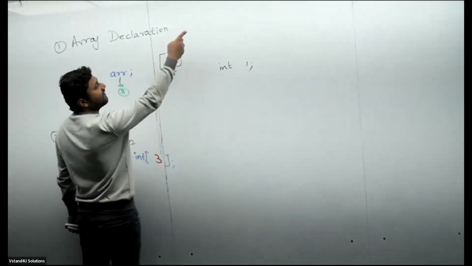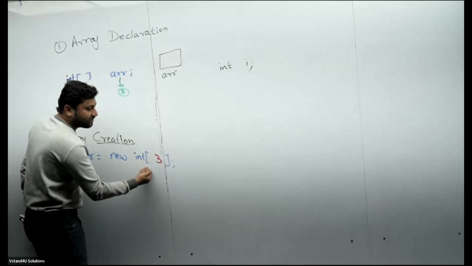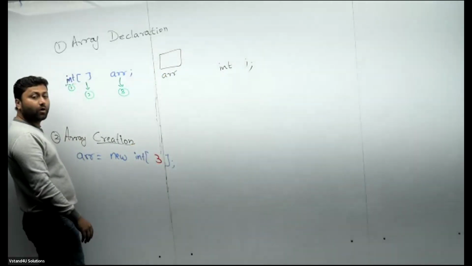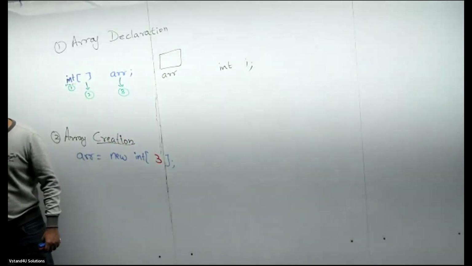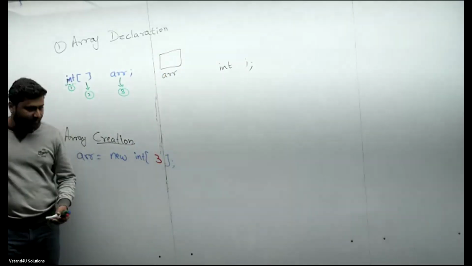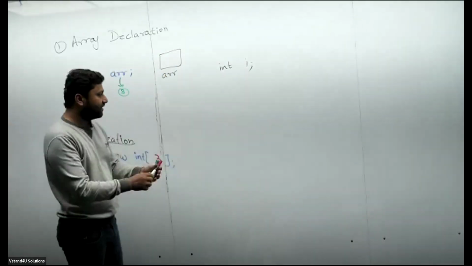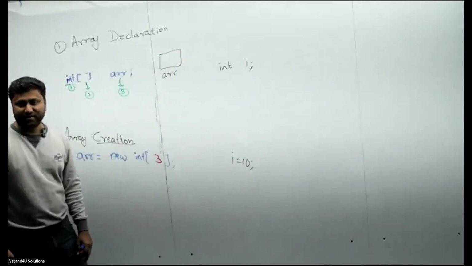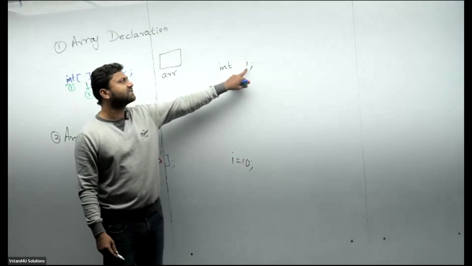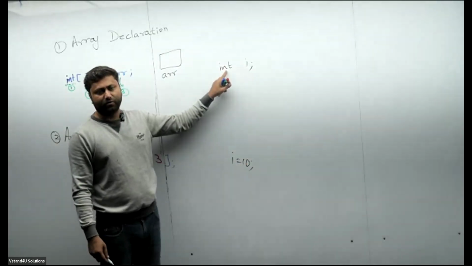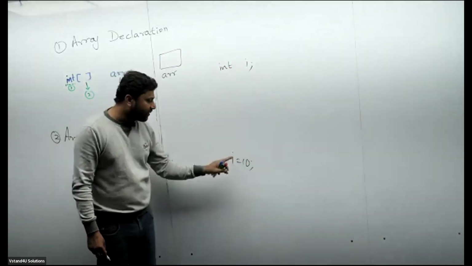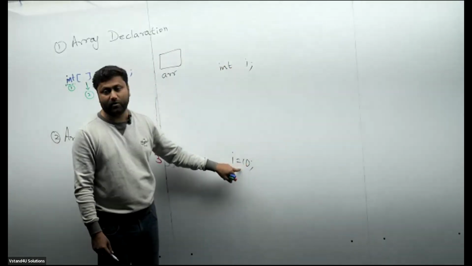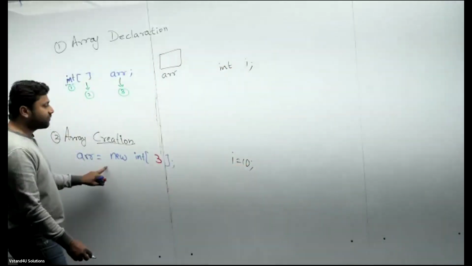Next, this ARR will start pointing to the newly created object of integer array size 3. In this case, what will happen? If I write int I equal to 10, what did I do? I just declared the type of the data I want to store in variable I. And here I am giving the value. Agree?